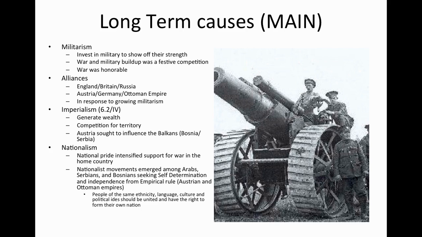Knowing that your enemy has a building military, you might join an alliance. And that's what we see as the formation of alliances for self-defense. So England, Britain, and Russia were in the Allied Alliance, and the Entente was made up of Austria, Germany, and the Ottoman Empire. So they were one alliance. And again, it's in response to this growing threat that these countries faced due to militarism.